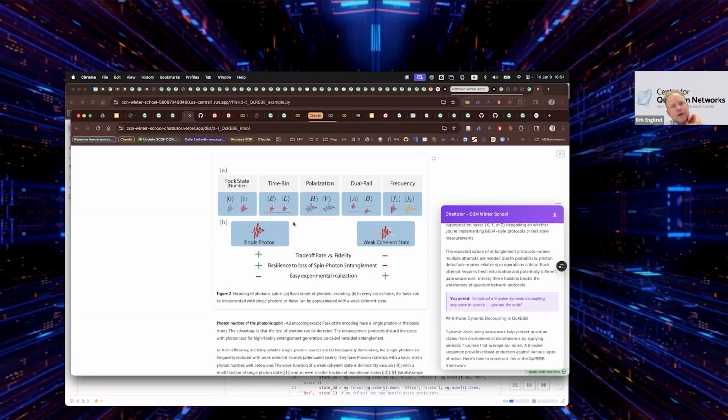Here's how to set up different kinds of encodings. You can do encoding in the number state basis, in the computational qubit encoding for optical fields. Could be number state, could be time bin, it can be polarization, it can be dual rail, it can be frequency based. And these all have trade-offs. This is why there's this big zoo of different protocols.